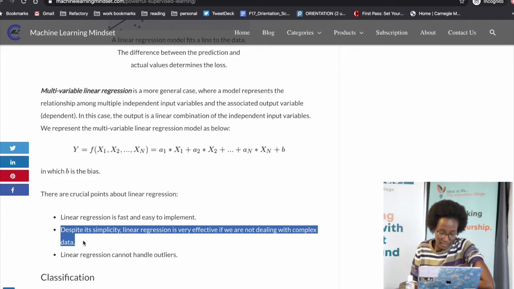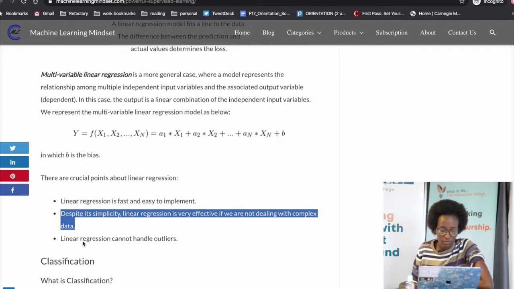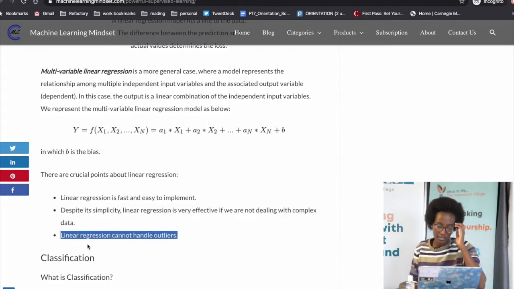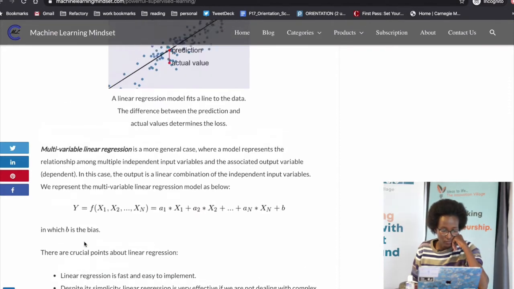Despite its simplicity, linear regression is very effective if we are not dealing with complex data. Like I said earlier, usually if things are not very complex, go with the simple models. Sometimes they just do the job. Linear regression also cannot handle outliers. So these are just some things to know, okay?